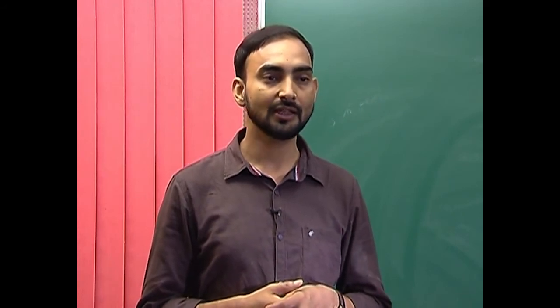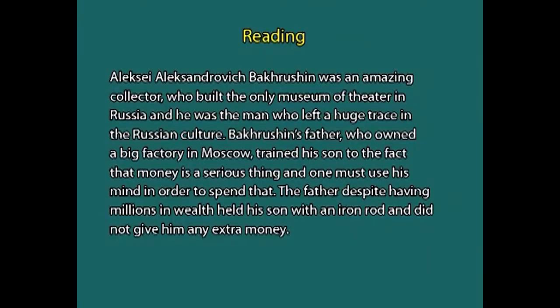So, now I will tell you the meaning of this paragraph. Alexei Alexandrovich Bakhrushin was an amazing collector who built the only museum of theatre in Russia, and he was the man who left a huge trace in the Russian culture. Bakhrushin's father, who owned a big factory in Moscow, trained his son to the fact that money is a serious thing and one must use his mind in order to spend that. The father, despite having millions in wealth, held his son with an iron rod and did not give him any extra money. The second paragraph goes like this.